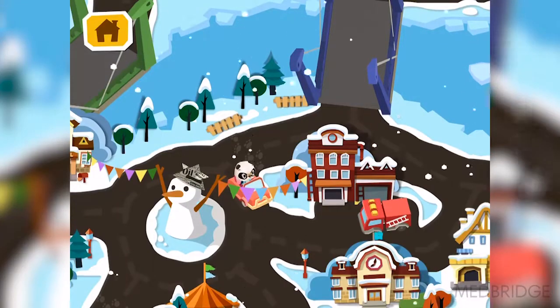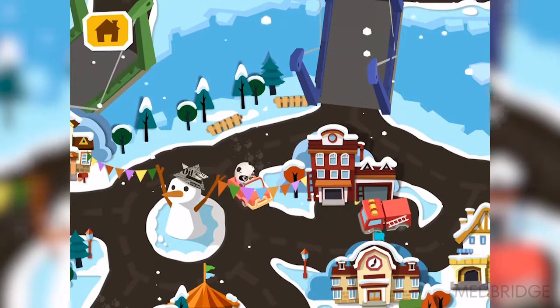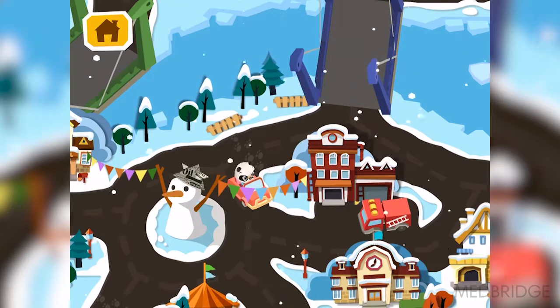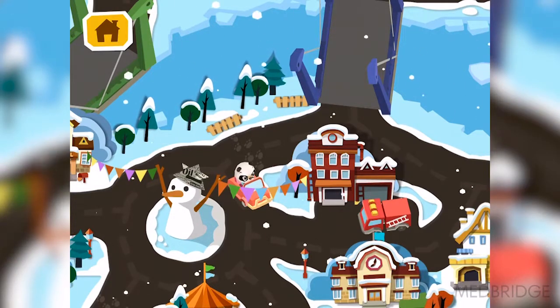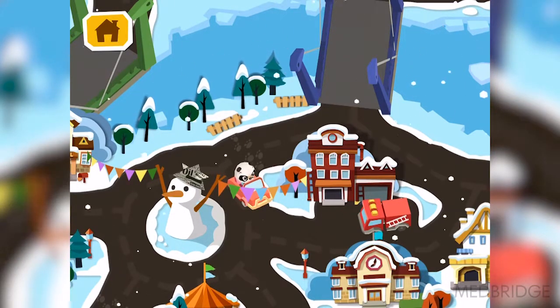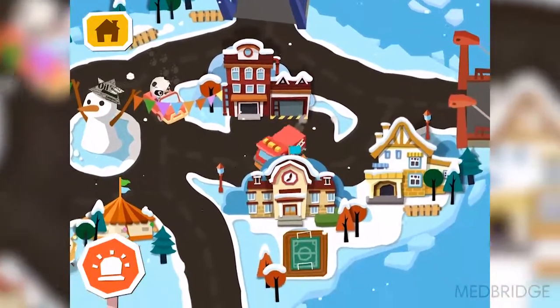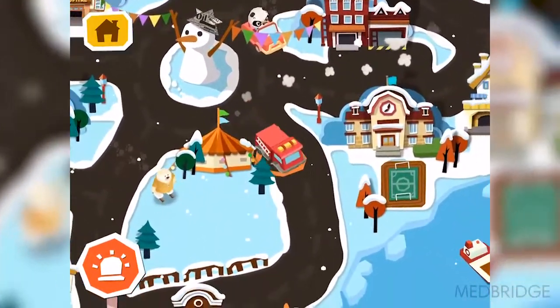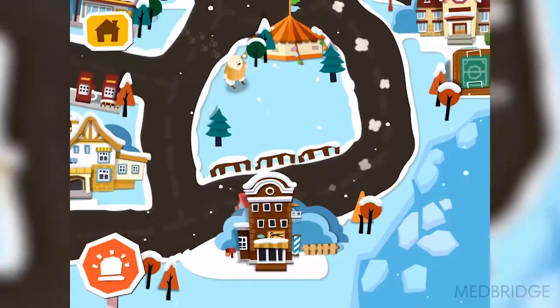So check it out. We picked out the snow town, and you can pick one of the vehicles, and just by using your finger, make the vehicle drive around. Cool, huh? So you picked the fire engine.